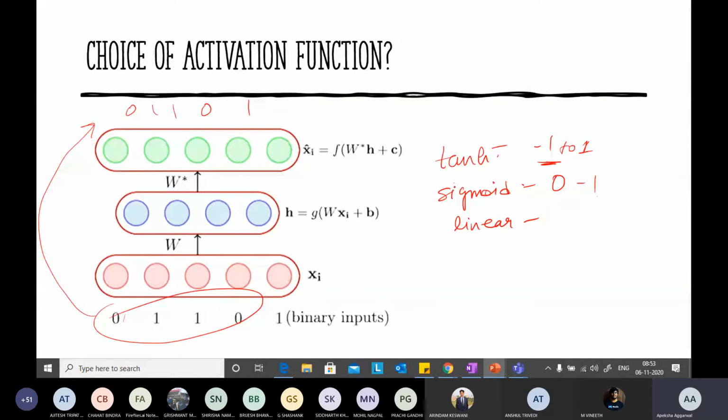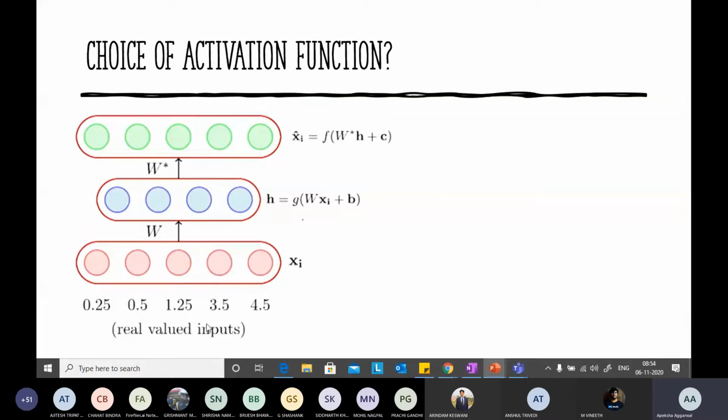Okay. So again, now if we are having real valued inputs, then what will be the activation function, this f, at the time of decoding?